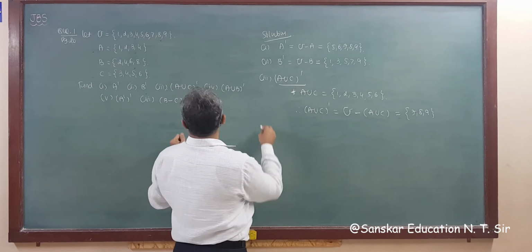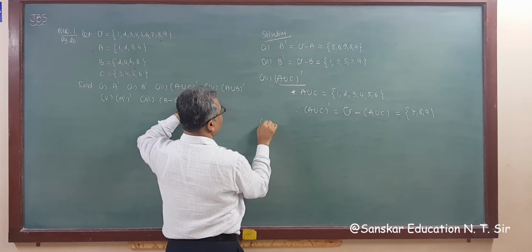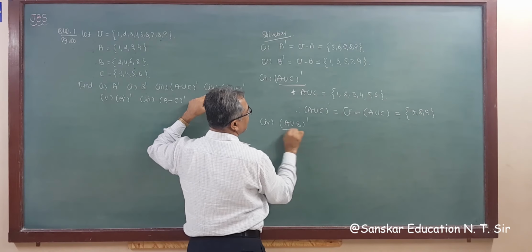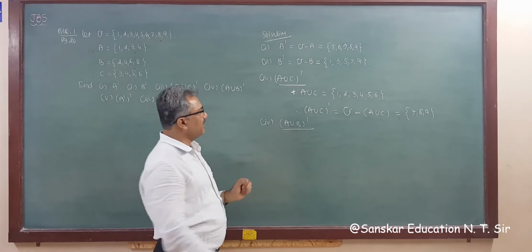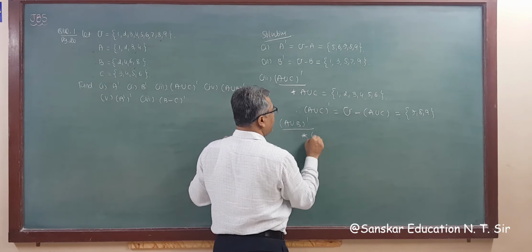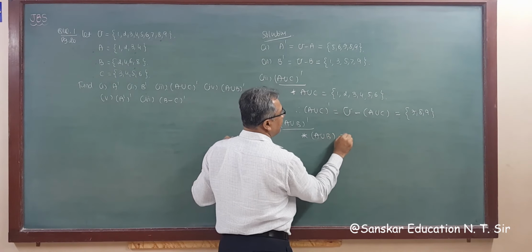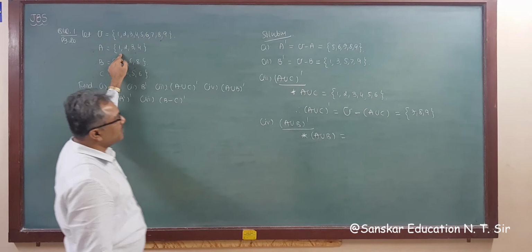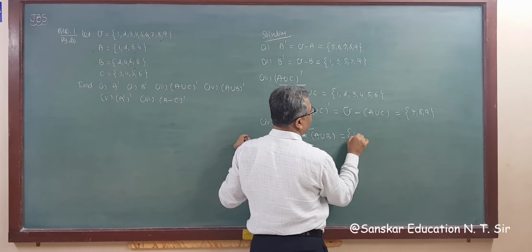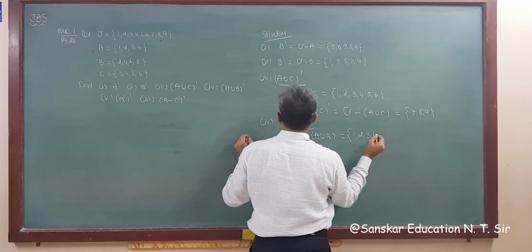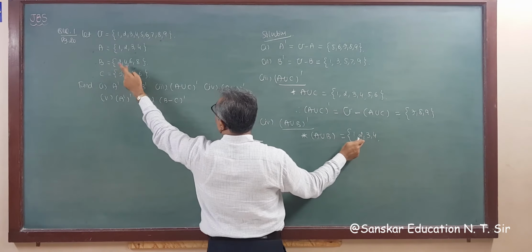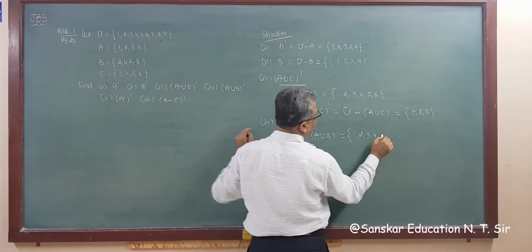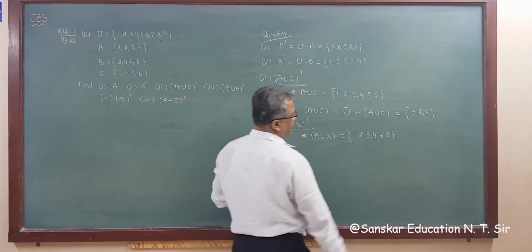Okay, fine. So number 4 is A union B whole dash. So first we require A union B. A union B means the set of all elements of A and B. So A is 1, 2, 3, 4, so I am writing first 1, 2, 3, 4. And B: 2 is already here, 3 already here, 4 is already here. 6 and 8 remaining. So this is 6 and 8.